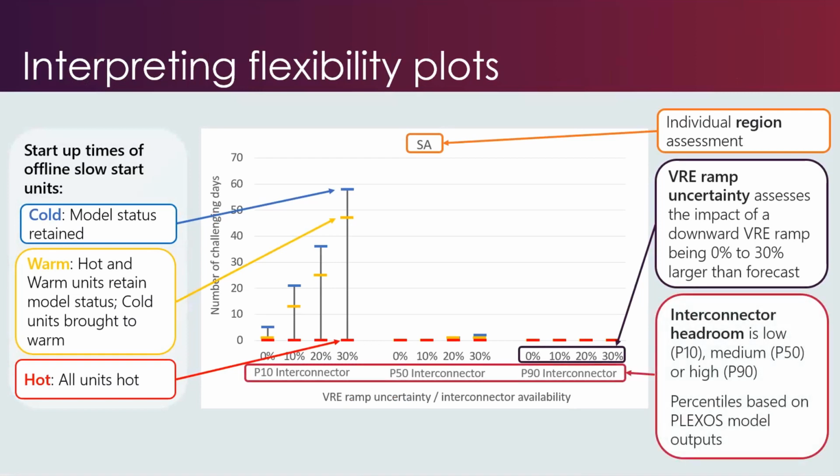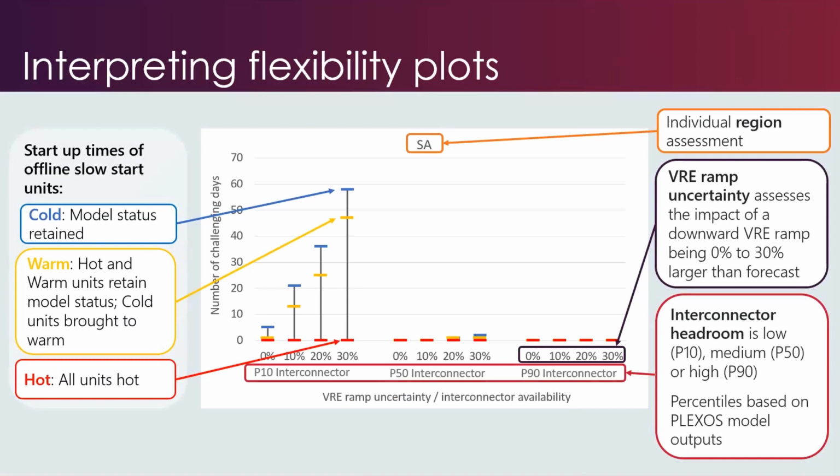Lastly, interconnector availability is our final sensitivity, highlighted in dark red. Interconnector availability is an outcome of market conditions, which, as we've just said, are difficult to forecast and are outside the scope of our analysis. As interconnection plays a significant role in the flexibility of every region, it's important to consider the effect of low, medium, and high interconnector import availability. Low, medium, and high import headroom are represented by the 10th, 50th, and 90th percentiles of modelled import limits into each region.